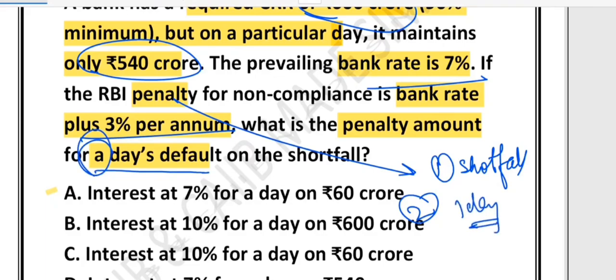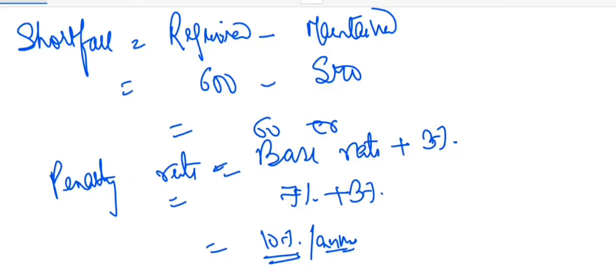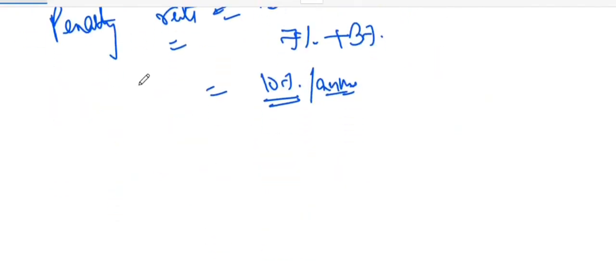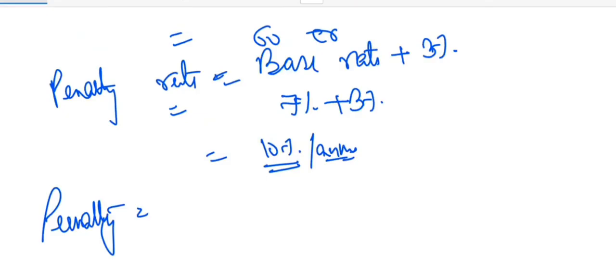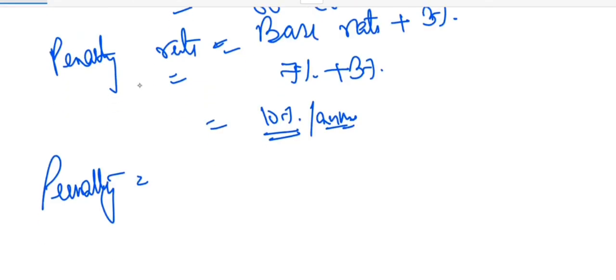So can you calculate the 1 day penalty? Very, very simple. The rate they have given is 10%, and 10% is the annual rate, and they want the penalty for a single day. How to go about calculating it? Just apply the formula. Penalty is 10% of what? 10% of obviously the shortfall. The shortfall is 60 crore. So just take 10% of 60 crore. And since this will give you the annual penalty, 10% of 60, right?